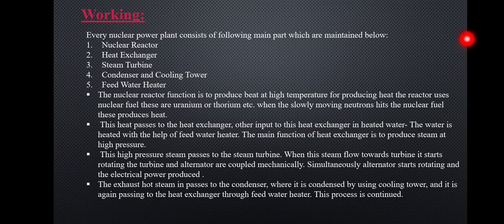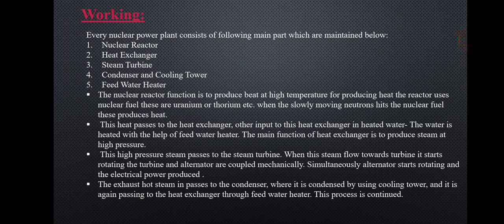Working. Nuclear reactor is used to produce heat, and the heat exchanger converts water into steam by using the heat generated in the nuclear reactor. This steam is fed into the steam turbine and condensed. Now the steam turbine turns an electrical generator or alternator, which is coupled to the steam turbine, thereby producing electricity. This is the very basic working principle followed by a nuclear power plant.